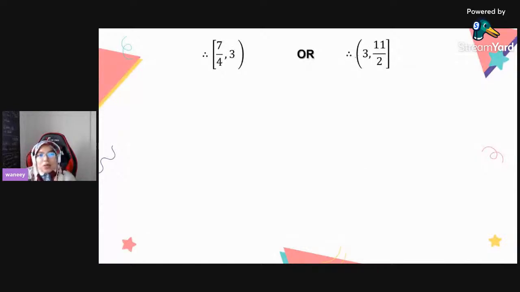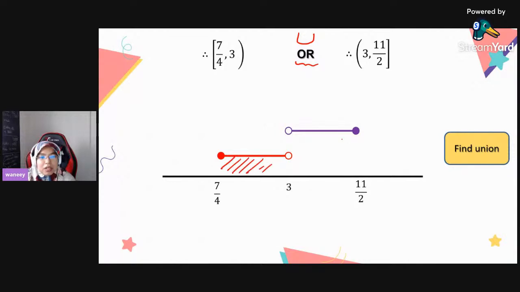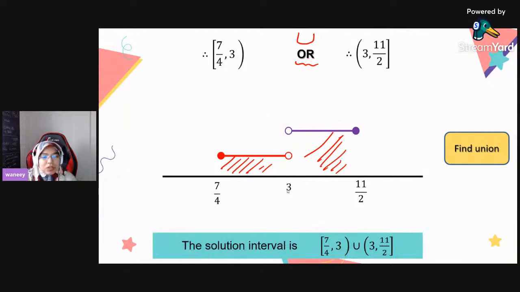Okay, so when you open the absolute value sign, you are having something with the word or. Or means that we need to do union. So we need to unite our answer. So one on the left, one on the right hand side. So find the union for them. So it will be starting from here up until here. So if we do the solution interval, it will be 7 over 4 up until 3 union with 3 up until 11 over 2. But you do have the equal sign at 7 over 4 and 11 over 2.